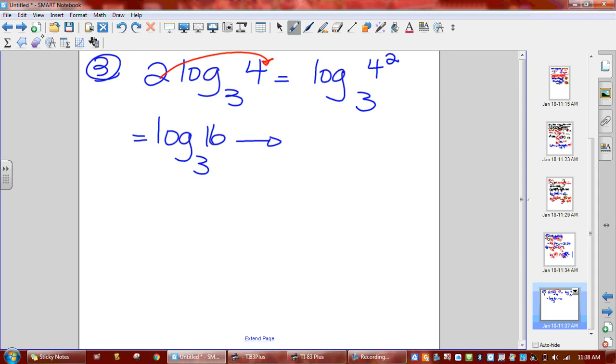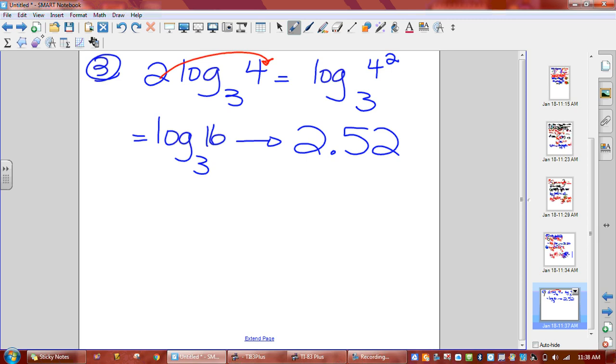We should get 2.52. Okay, make sure you typed it in correctly. Okay. All right, so those are our basic log laws. Now we're going to take a look at canceling and reducing.